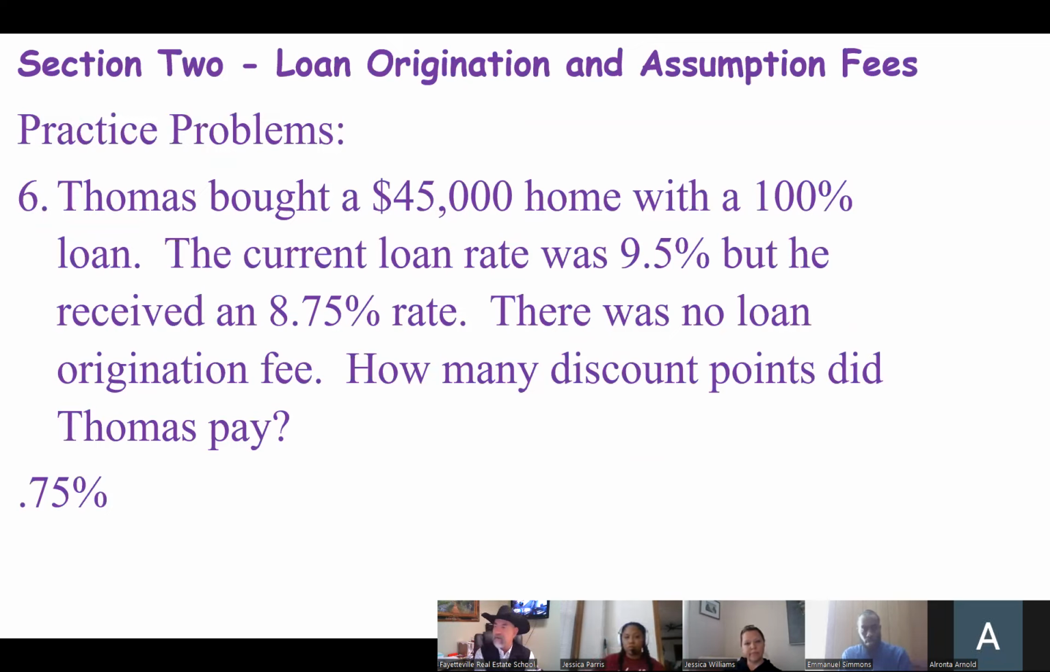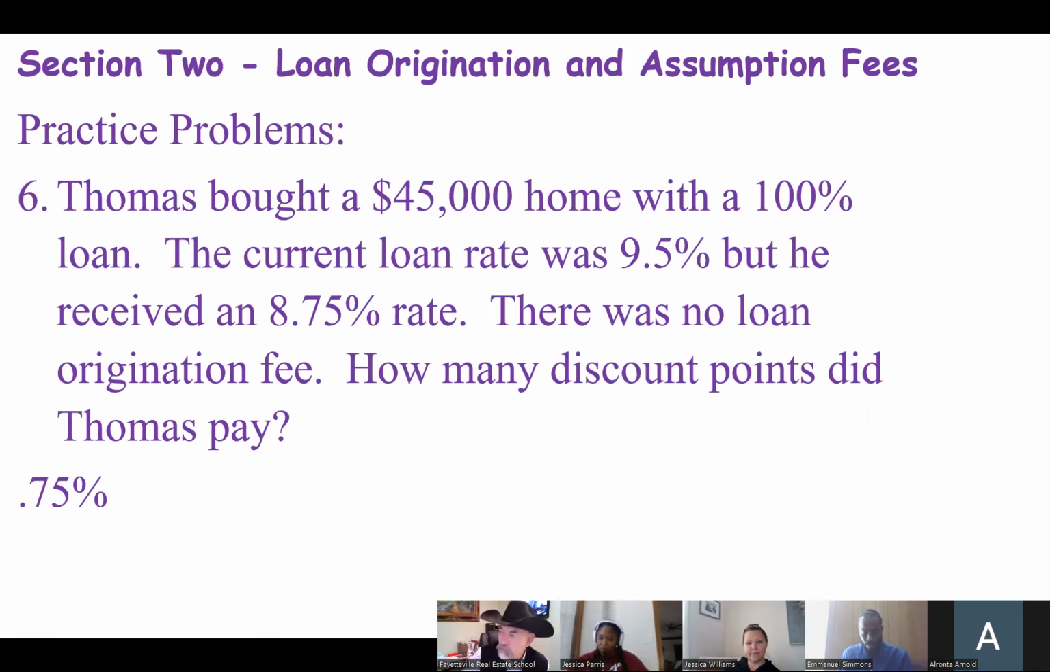Thomas bought a $45,000 home. And you can't buy a doghouse for $45,000 right now, can you? So he bought a $45,000 home with a 100% loan. If it says 100% loan, how much is the loan amount, Jessica Williams? 45,000. That's correct. It's 100% loan to value. So a $45,000 home, 100% loan, that is a $45,000 loan amount. The current loan rate was 9.5%, but he received a rate of 8.75. There was no loan origination fee.